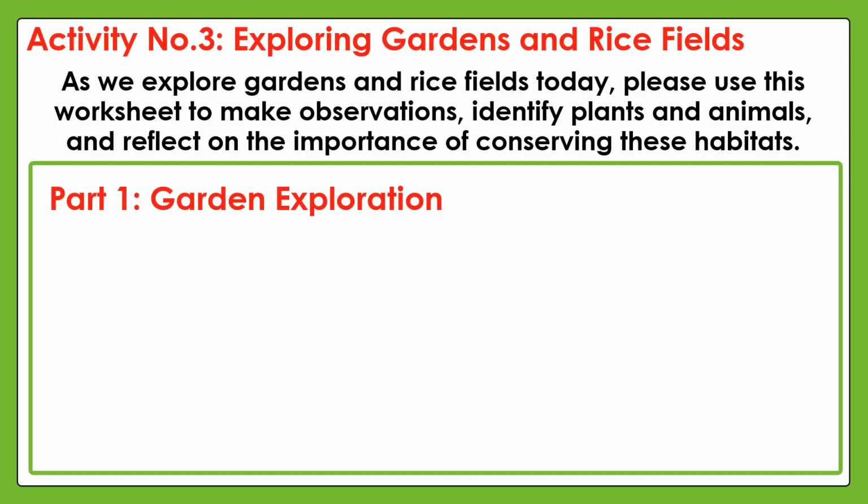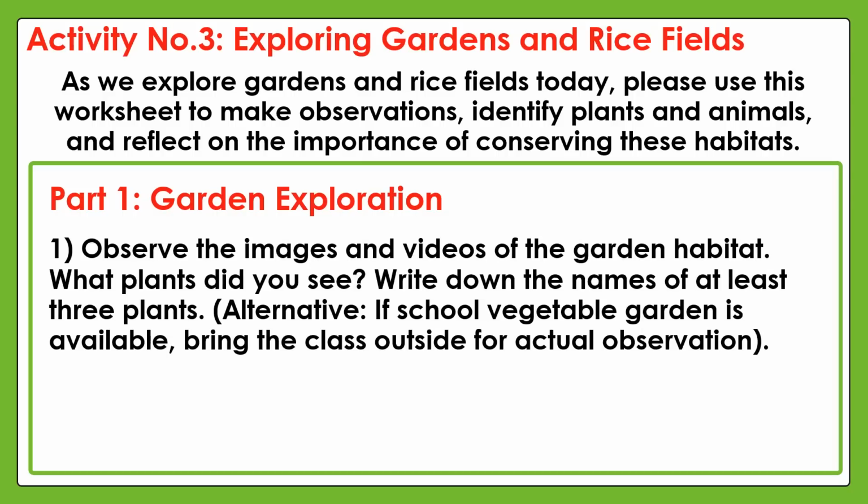Activity number 3, exploring gardens and rice fields. As we explore gardens and rice fields today, please use these worksheets to make observations, identify plants and animals, and reflect on the importance of conserving these habitats. Part 1, Garden Exploration. Number 1, observe the images and videos of the garden habitats. What plants did you see? Write down the names of at least 3 plants.